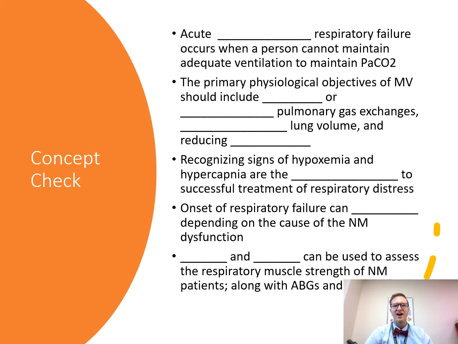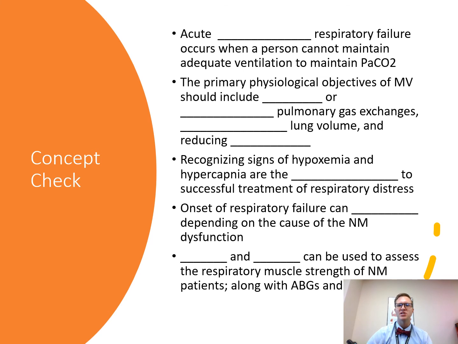And then the onset of respiratory failure can vary considerably depending on the cause of the neuromuscular dysfunction. If it's myasthenia gravis, it can be days, weeks, months, or years, right? Or we could have a situation where it happens almost right away, like with a spinal cord injury.